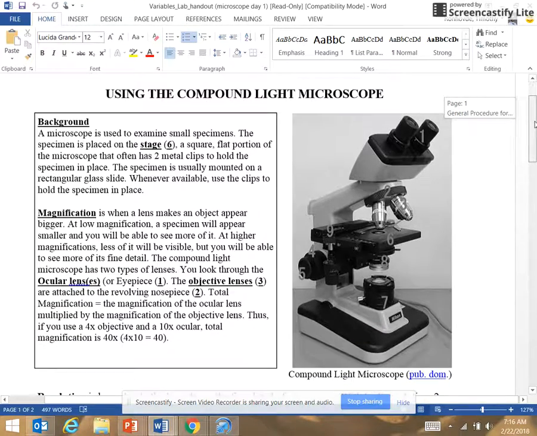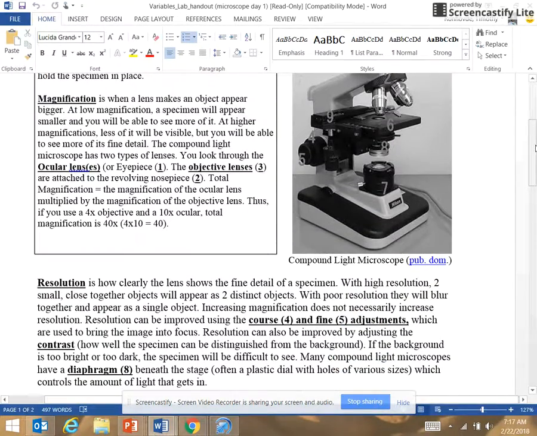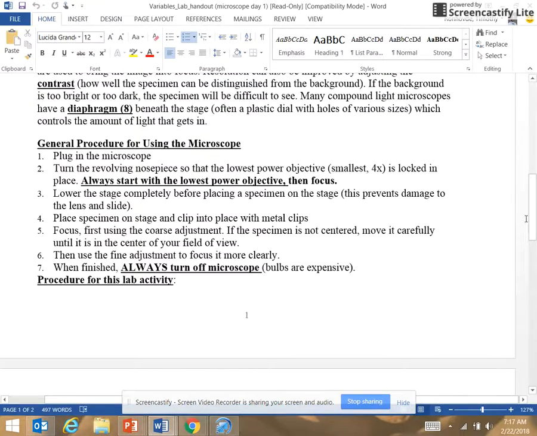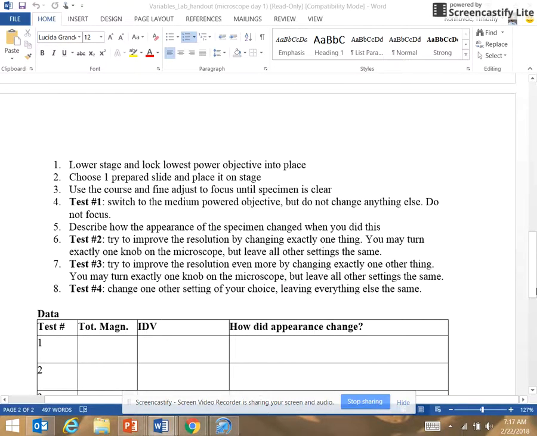So you're reading just background information on a compound light microscope, looking at objective lenses and magnification, and then the difference between magnification, which is described up here, and resolution, which is described down here. And the purpose of the activity was to get you used to using all the parts, safely using the microscope, and then figuring out which part and which knob and which thingy did what.